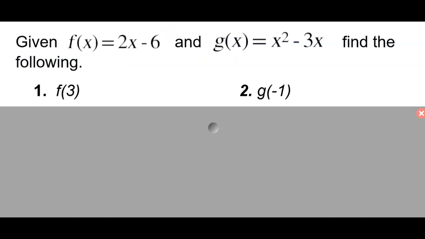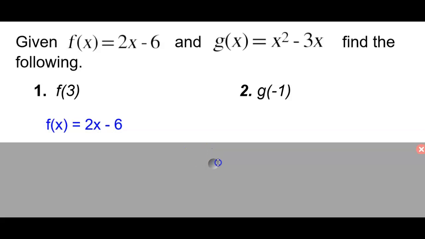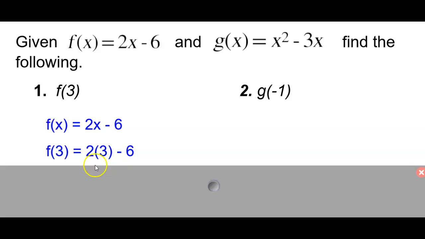All right, so when I have f of 3, I'd like you to write down the definition. f of x equals 2x minus 6. And then in that next step, do your substitution. Put your 3 in for your x here and your 3 in for your x here. If you do this first step right here, it will be very, very helpful in keeping track of where your 3 will be going.